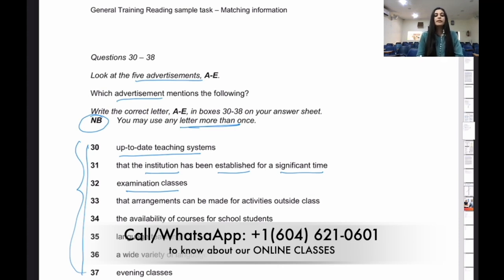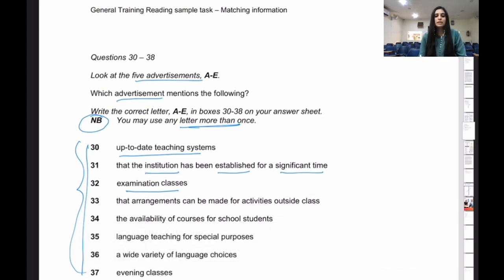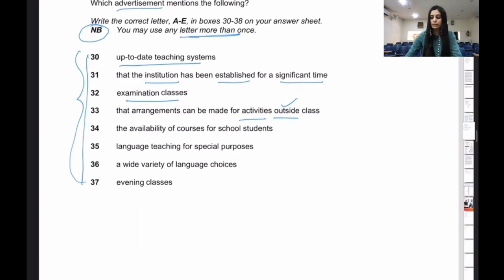Then we have that arrangements can be made for activities outside the class. So there would be an ad which would talk about arrangements can be made for activities. So you can play, you can act, you can dance, it could be anything. So something is happening outside the class, something that is unconventional. You study inside the classroom, but here you're doing something else as well. So let's go to the passage now.